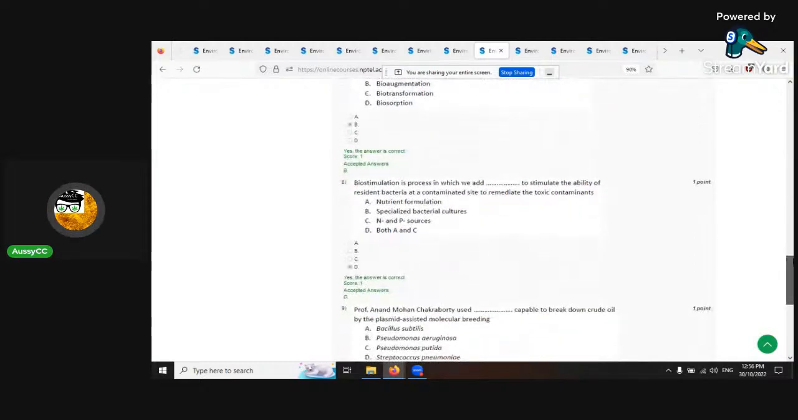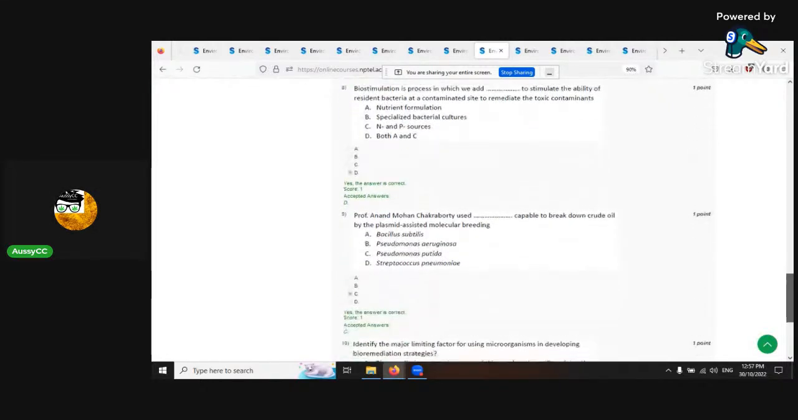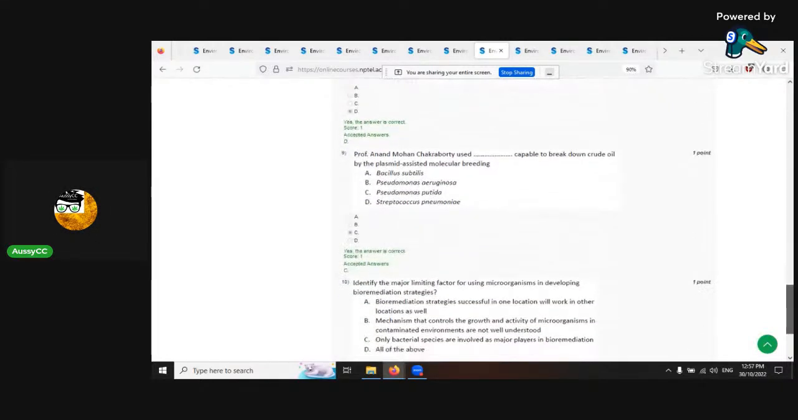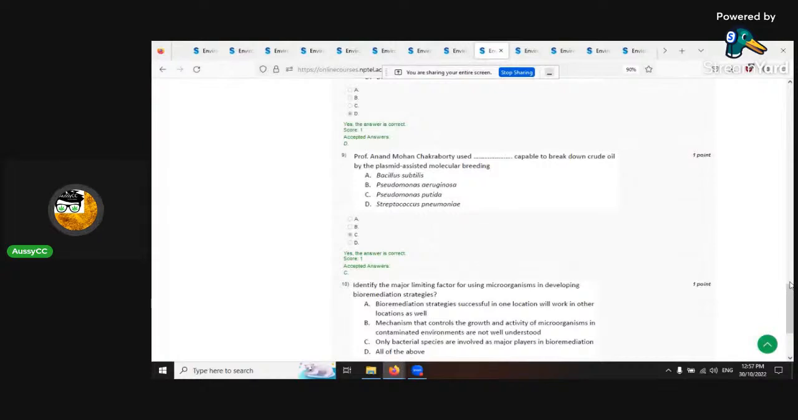Professor Chakraborty, used to break down crude oil. Pseudomonas putida breaks down crude oil. If you want to culture, it doesn't matter. Identifying the major limiting factors by using microorganisms in developing bioremediation strategies. Mechanical. B.